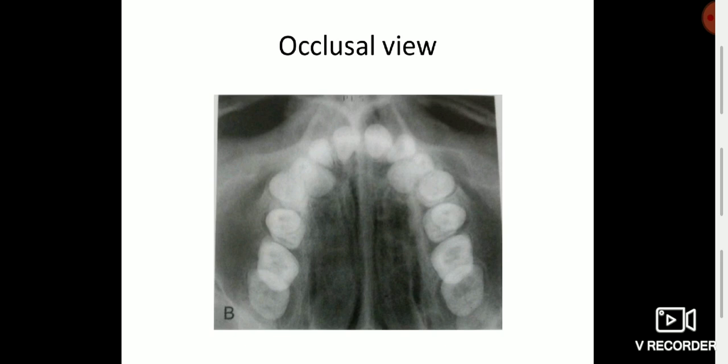And this is a picture showing your occlusal view. Here in this occlusal view you can see the maxillary sinus, which is present buccally in relation to your upper maxillary molars. You can clearly see the radiolucency, which is present buccally to your maxillary molars.